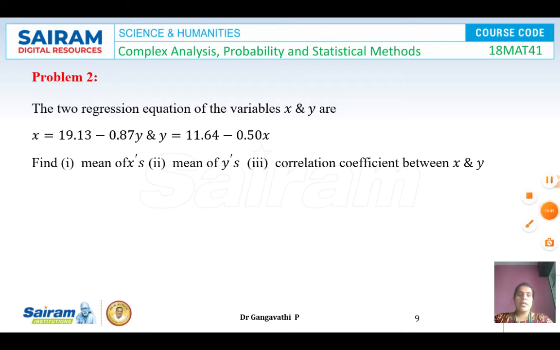The next problem asks us to find the two regression equations of the variables x and y, which are given. x is equal to 19.13 minus 0.87y, and the other equation is y is equal to 11.64 minus 0.5x. It asks us to find the mean of x, that is x bar, the mean of y, that is y bar, and the correlation coefficient r between x and y. So from the regression lines we have to find these. This is the regression line of x on y and this is the regression line of y on x.